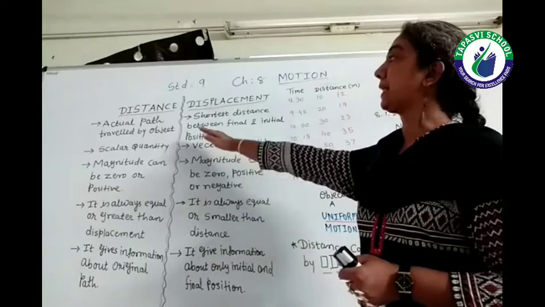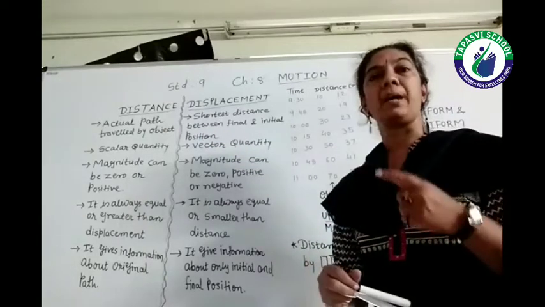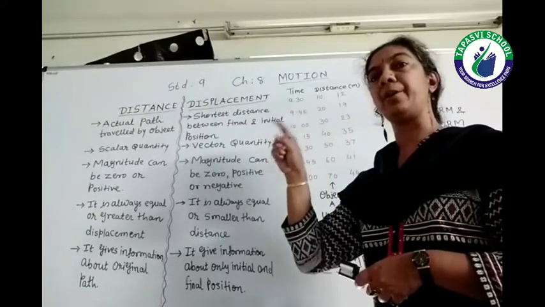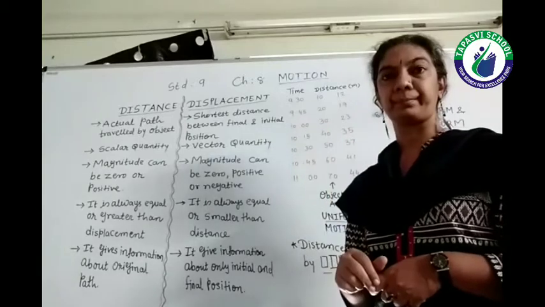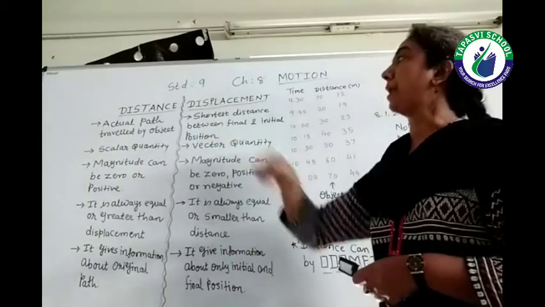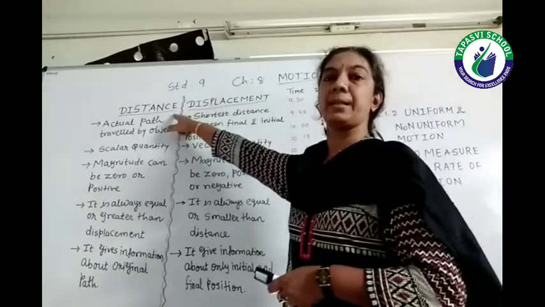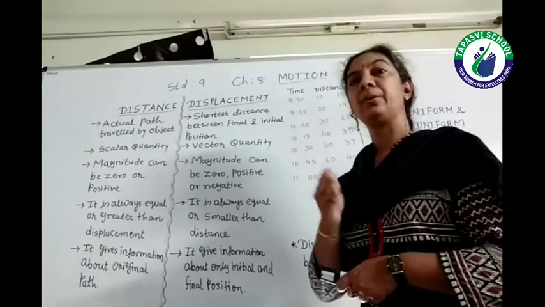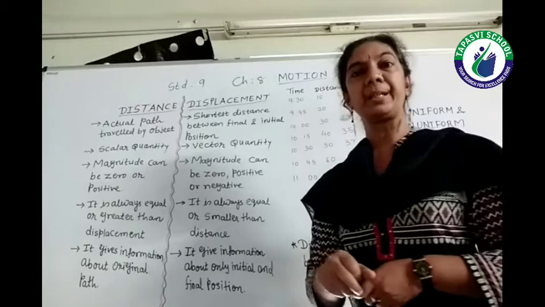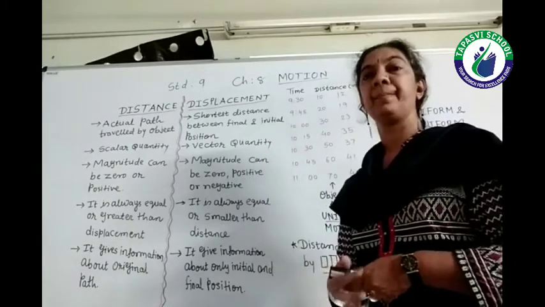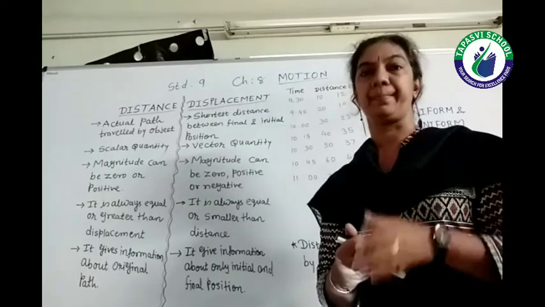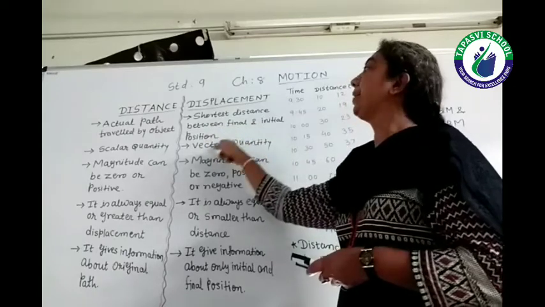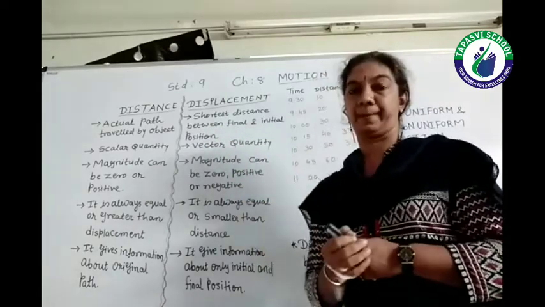Now, in our last example, the actual path travelled by the object, that means we had taken O to A, A to B, B to C and C to D. That is the actual path travelled by the object, that is known as distance. But in case of displacement, the object is starting from point A and the final point is D. So, the shortest distance between final and initial position is displacement.